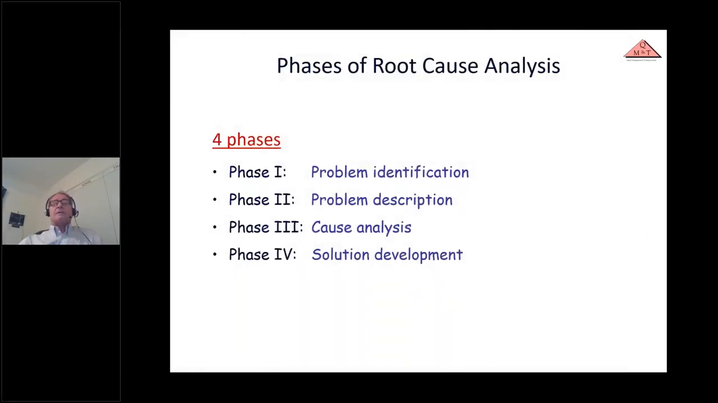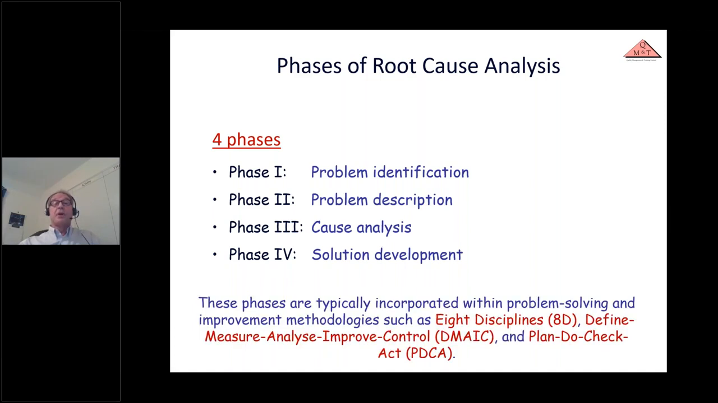In terms of RCA, it's convenient to describe it in 4 phases: problem identification, problem description, cause analysis, and solution development. However, these phases are often incorporated within problem solving and improvement methodologies, such as 8D, 8 discipline, DMAIC, Define-Measure-Analyse-Improve-Control, and PDCA, Plan, Do, Check, Act. But in fact, the 4 phases can be utilised as they are.